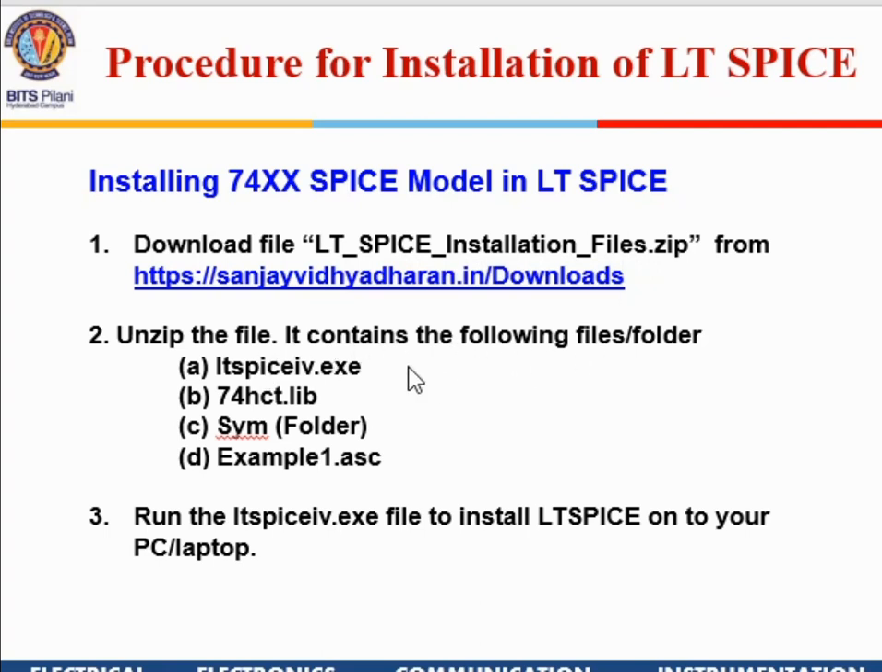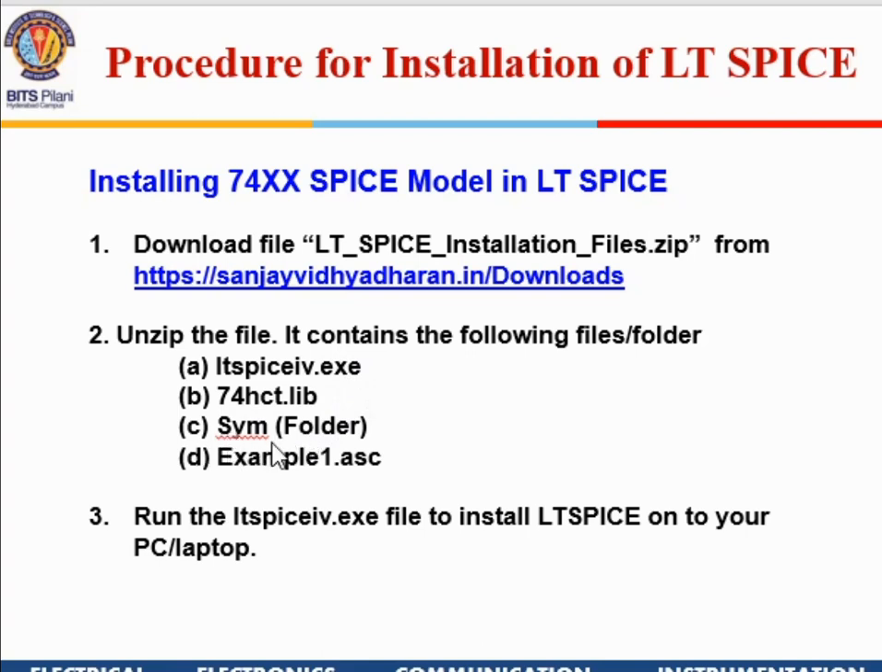Okay, unzip. Once you unzip, there will be four files inside that. The first one is the LTSpice installation .exe file. The next will be the 74HCT library. Okay, this is a spice model. .lib means it is a spice model. So this model we need to incorporate into our LTSpice. I'll show you the procedure also.